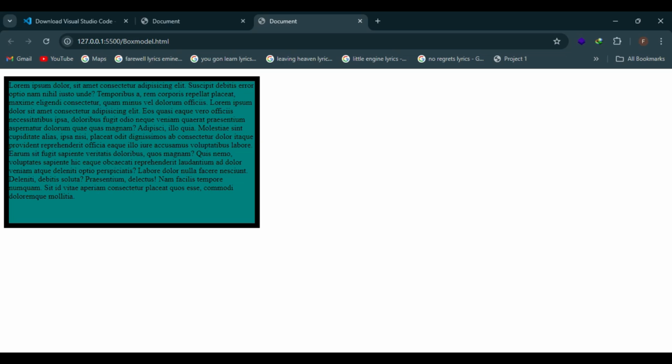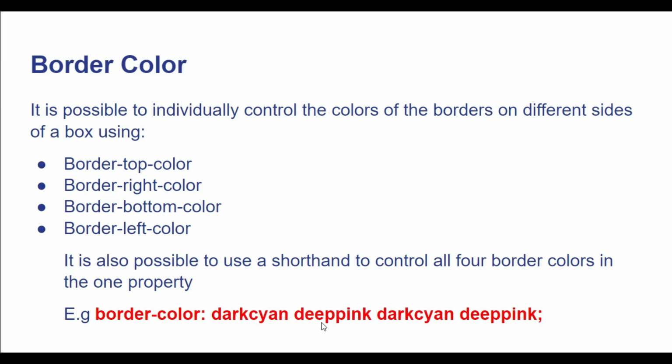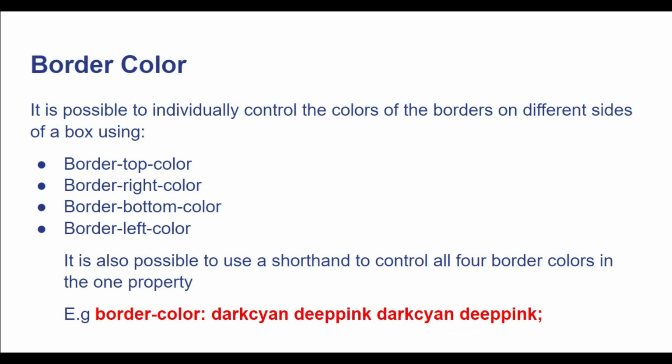So now the next part under this border is the border color. Now it's possible to individually control the colors of the border on different sides using border top, border right, border bottom, and border left. Just like when you use the border width, you say border top width, border right width, border left width, and border bottom width. The same thing with the border style: border top style, border left style, border right style, and border bottom style, depending on you.